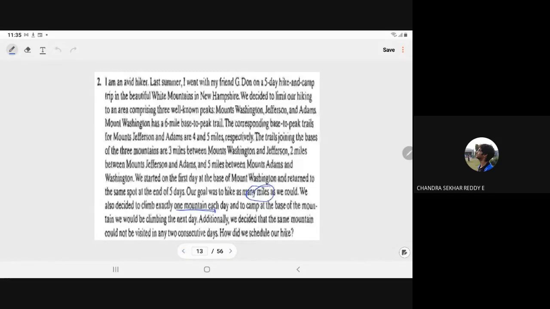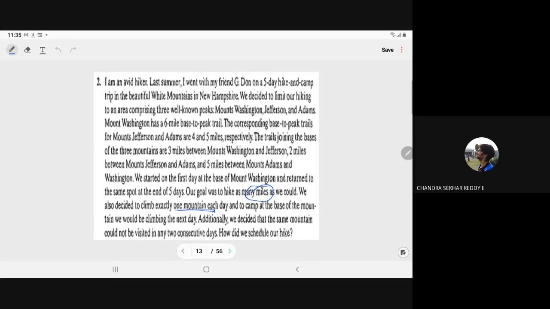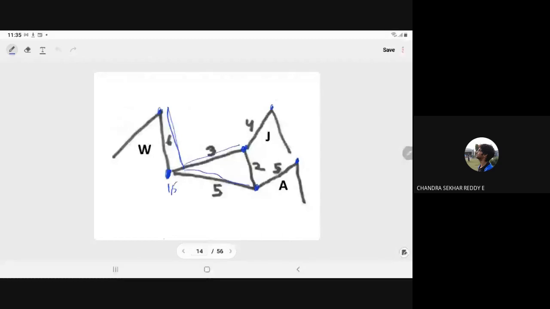Additionally, we decide that the same mountain could not be visited on any 2 consecutive days. It means there is a restriction that we cannot repeat the same mountain. How do we schedule the hike? Here we have to schedule the hike, meaning on the first day which mountain, on the second day which mountain, on the third day which mountain, so that the total distance covered in 5 days will be the maximum.